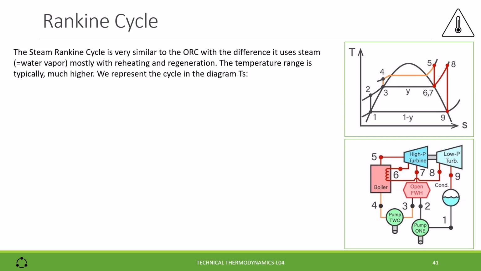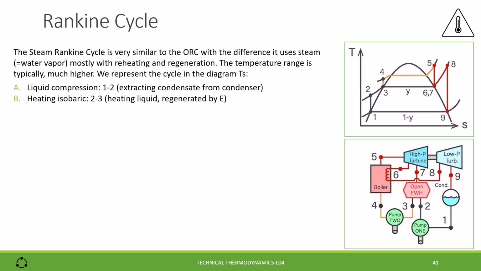in the previous lesson, with the difference that it uses pure water vapor and mostly with reheating and regeneration. The temperature range is typically much higher, and we represent this cycle in the diagram TS as displayed on the right side. The first transformation, we call this transformation A, from 1 to 2, is a liquid compression, extracting the condensate from the condenser. It is made by a pump.